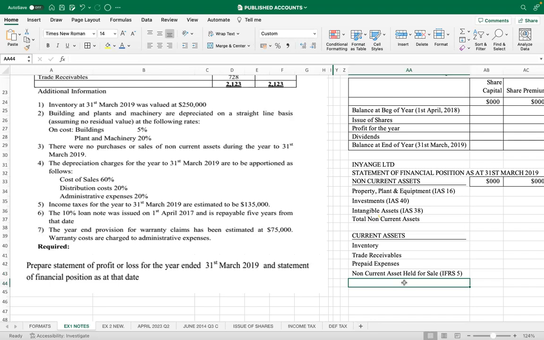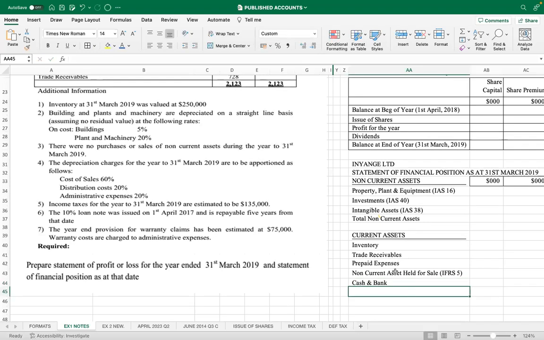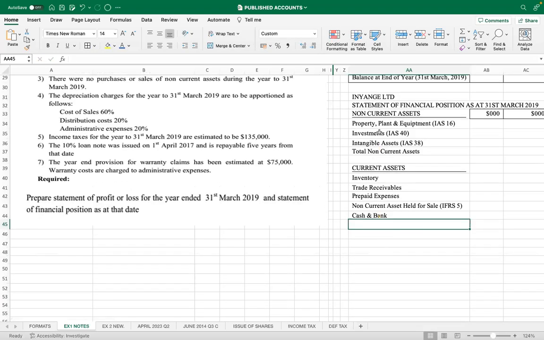Maybe there is cash in hand and at bank. So that gives you a total current assets. The importance of doing this before you start your workings, it enables you, once you are done with any item, you can easily post it. And then also, it enables you not to lose any mark easily. So this gives you total assets. So we will get our total assets from that section.